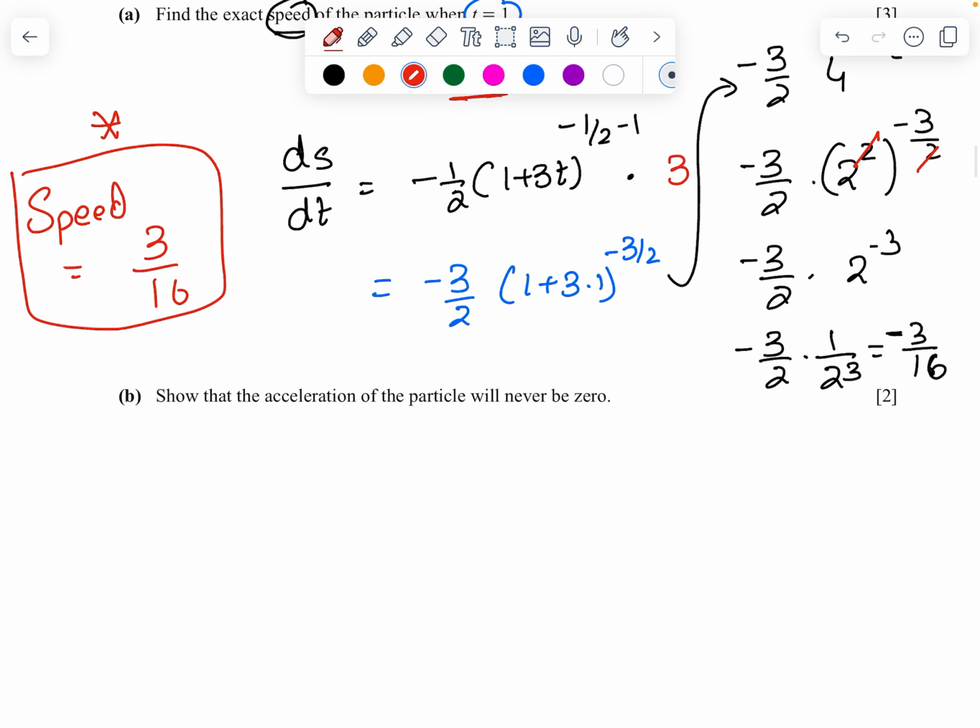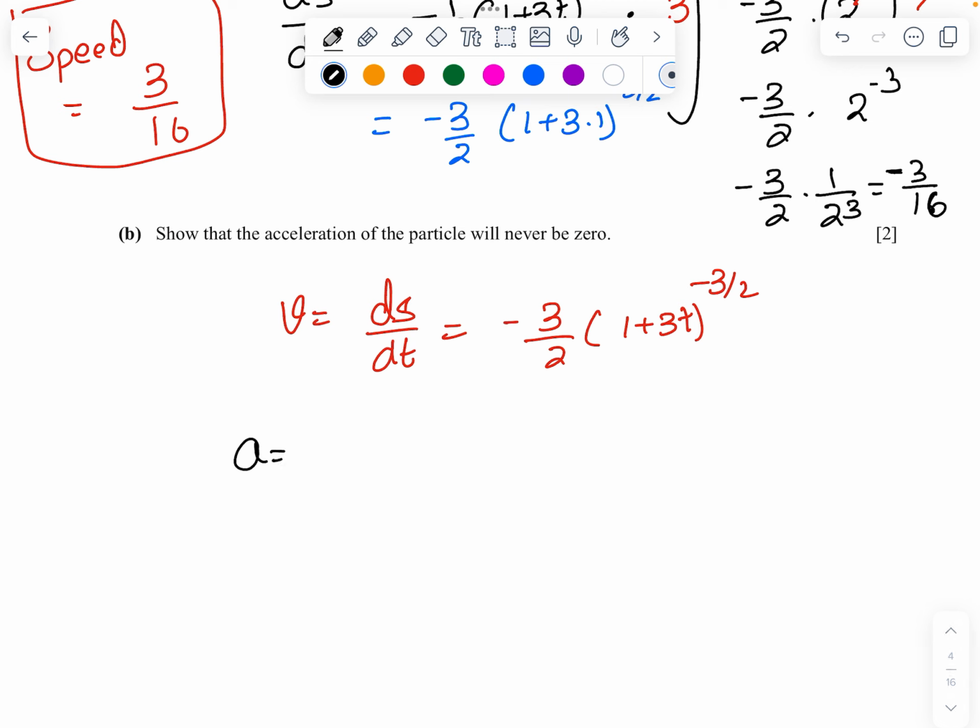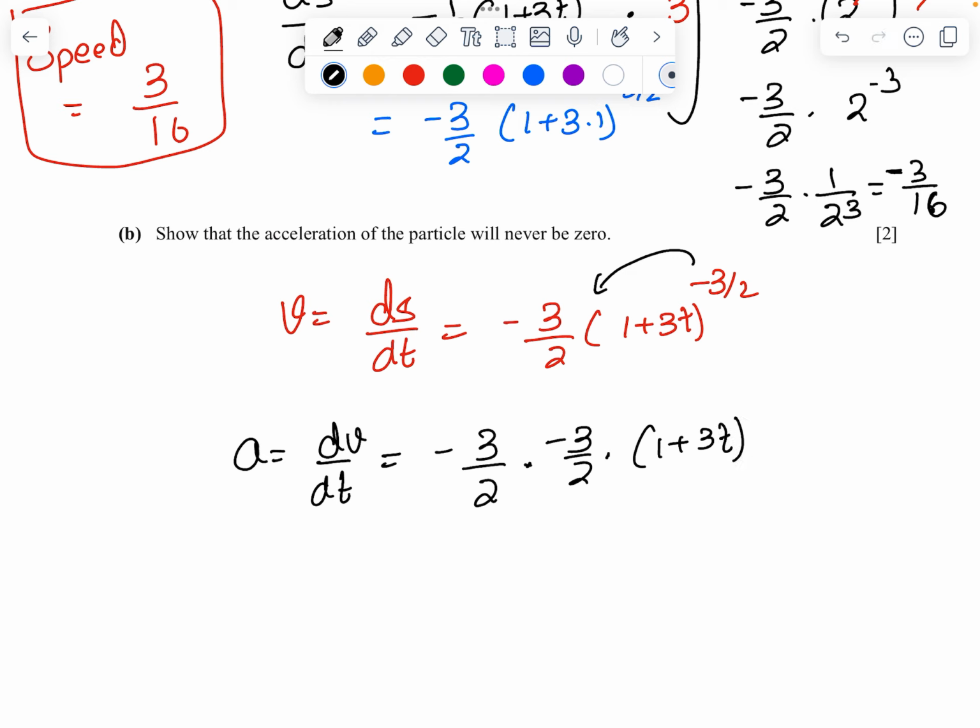Show that the acceleration will never be 0. So we know that for velocity, ds upon dt, we got minus 3 upon 2, 1 plus 3t whole to the power of negative 3 upon 2. From there, I get the acceleration. Acceleration is dv upon dt. So minus 3 upon 2 as it is, the power comes front. Once again, minus 3 upon 2 times 1 plus 3t to the power of minus 3 upon 2 minus 1, times, don't forget to write the derivative of the basic function, which is 3 again. Chain rule, we are doing it.